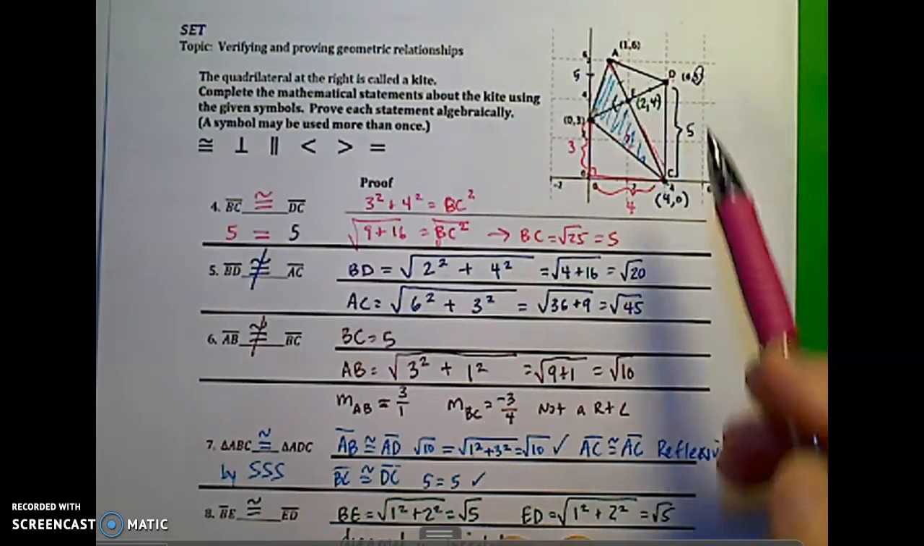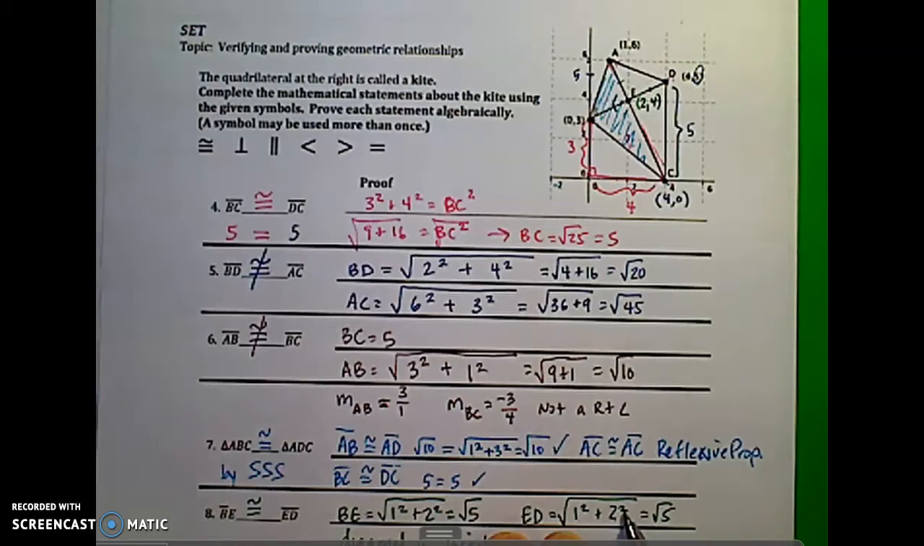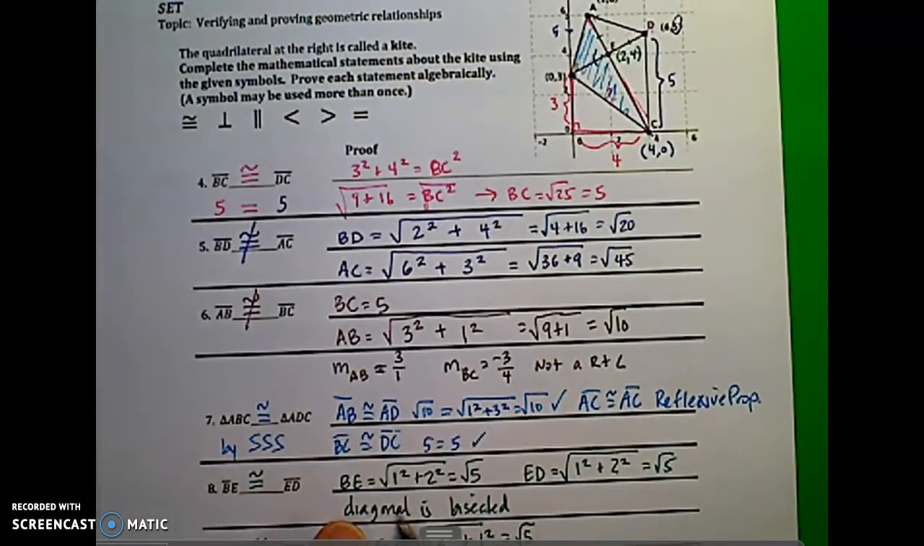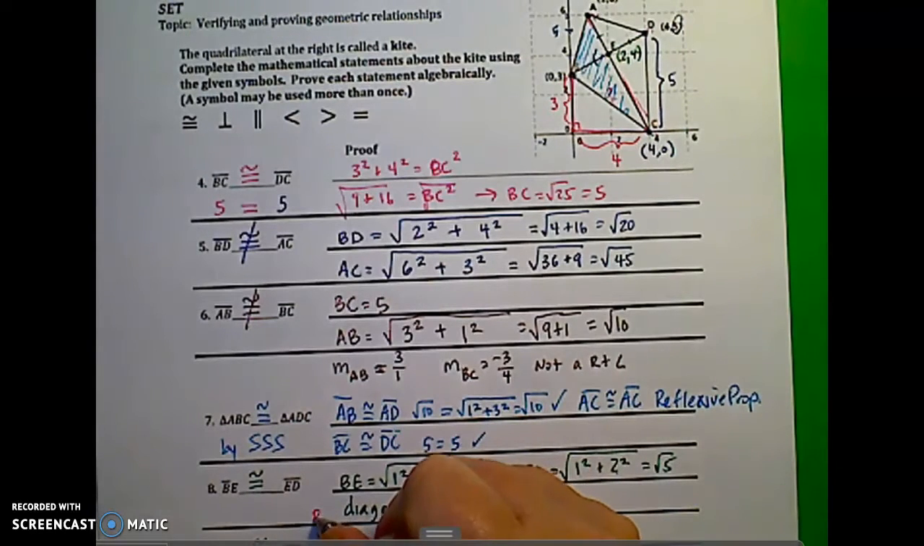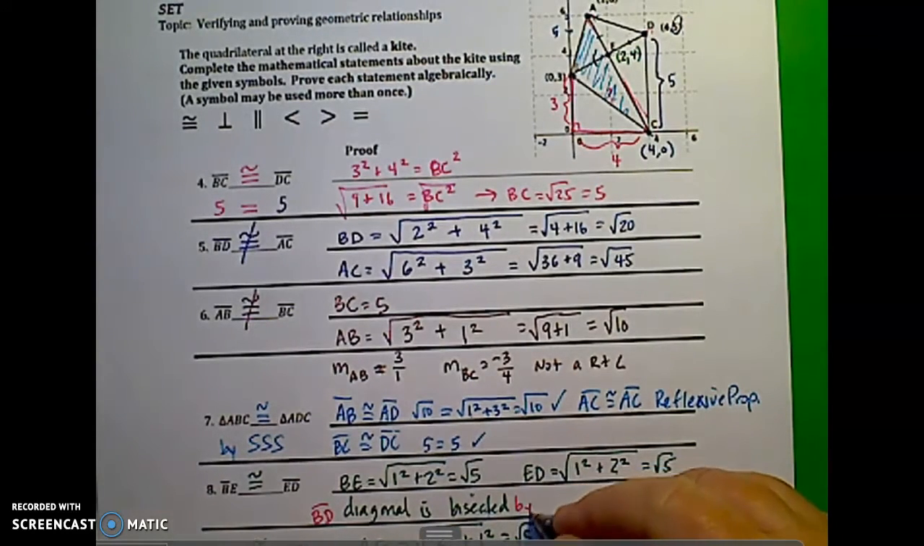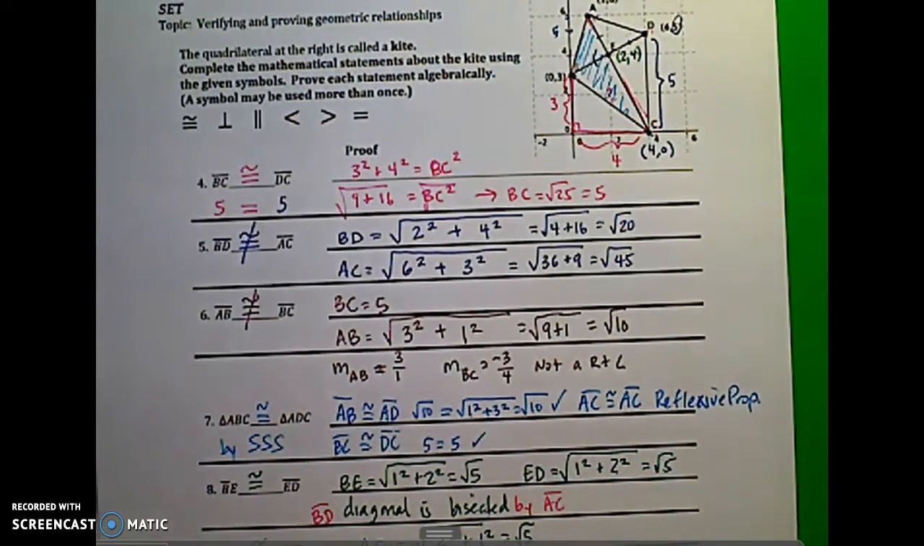Difference in the x values are 2. So it's 1 squared plus 2 squared. Don't forget to square them. I get the square root of 5. Those are equal or congruent. And so what I know is that this diagonal is bisected. So the BD diagonal is the bisected one, and it's bisected by AC.